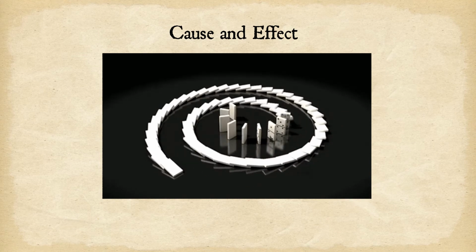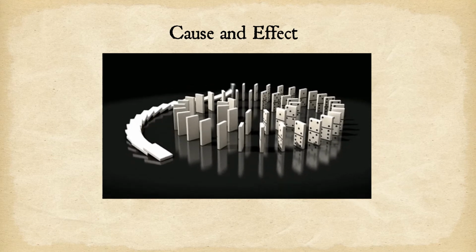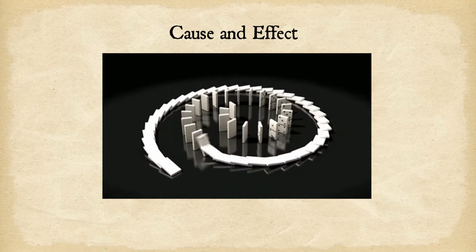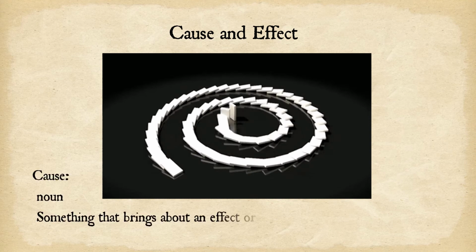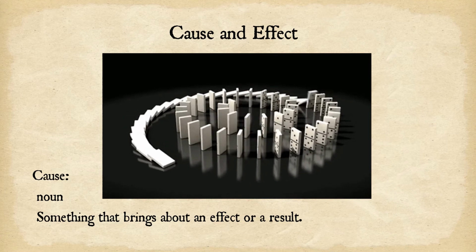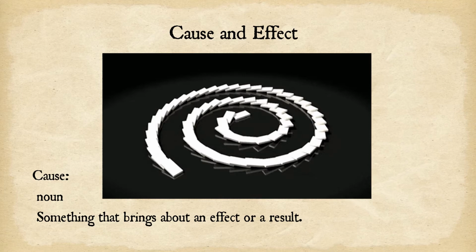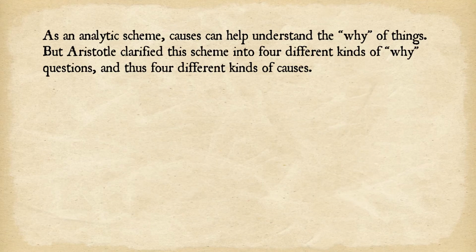And whatever the cause is that makes something happen, there was a cause for that too, and so on and so on. Now, by cause, we mean something that brings about an effect or a result. So anything that has a result, anything that has any kind of effect, is a cause. So when we're making an analytic scheme to analyze something, we look to cause and effect because causes help us understand the why of things. Why does something happen? There's a reason why something happens.